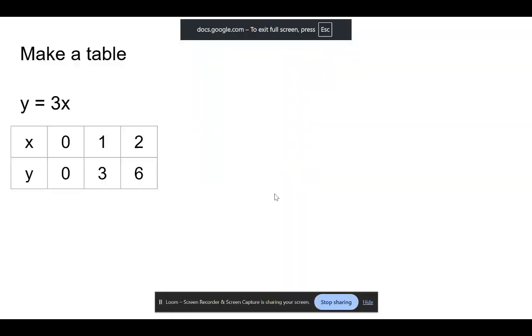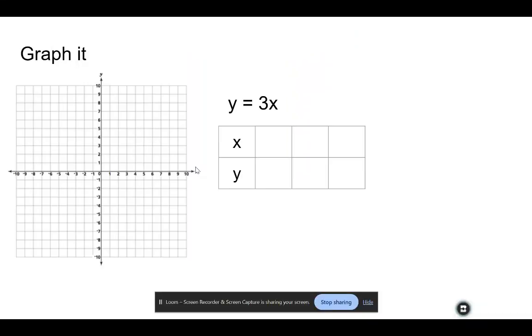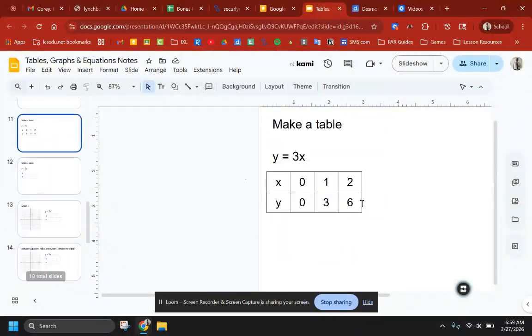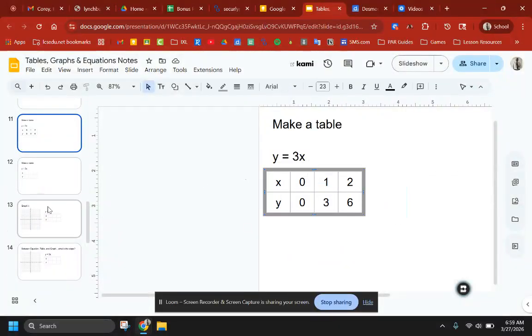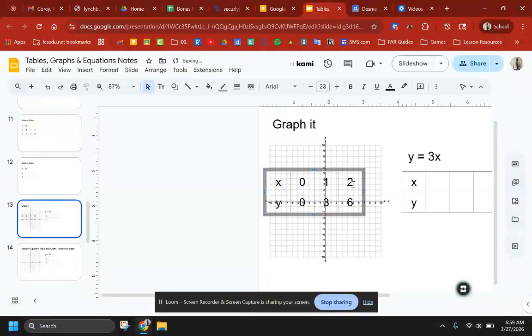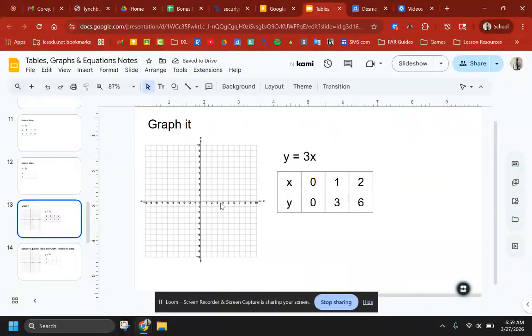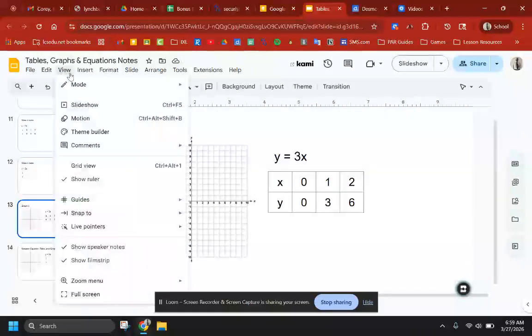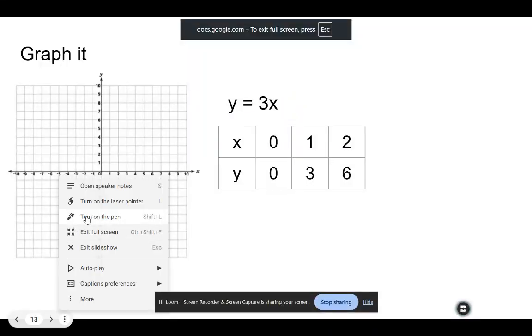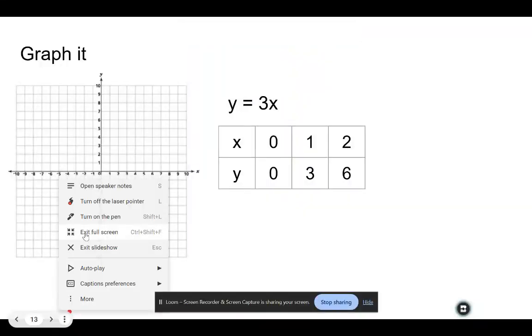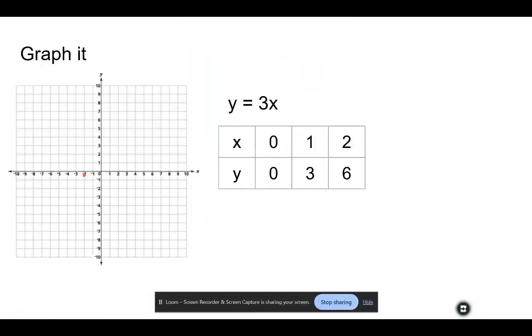All right, so we filled out our table accordingly. Next thing that we're going to do is plot these coordinates. Let me grab this right quick and put this here, so at least we don't have to do all that stuff again. Oh, wait, nope, wrong one. Okay, so now we're going to plot our coordinates and we're going to make a line.